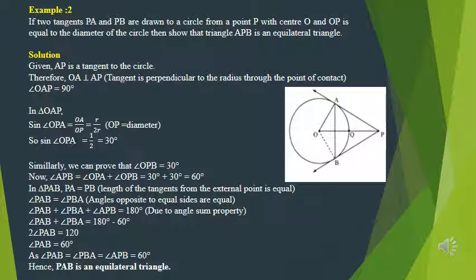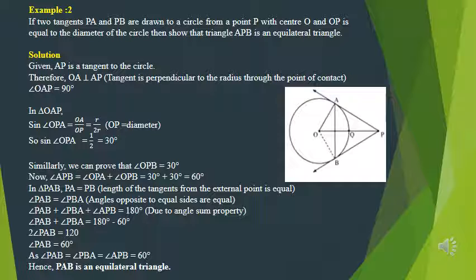Student, there is another solved example based on tangents. When we draw tangents from an external point which is common to these two tangents, here we have to find: if two tangents PA and PB are drawn to a circle from a point P with center O, and OP is equal to the diameter of the circle, then show that triangle APB is an equilateral triangle.